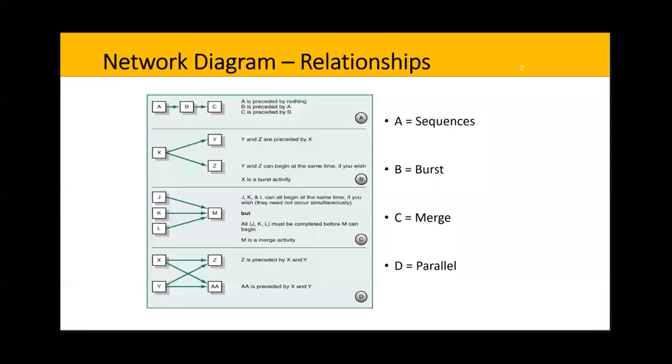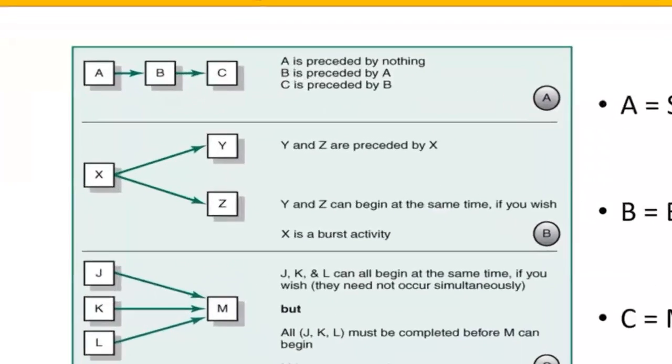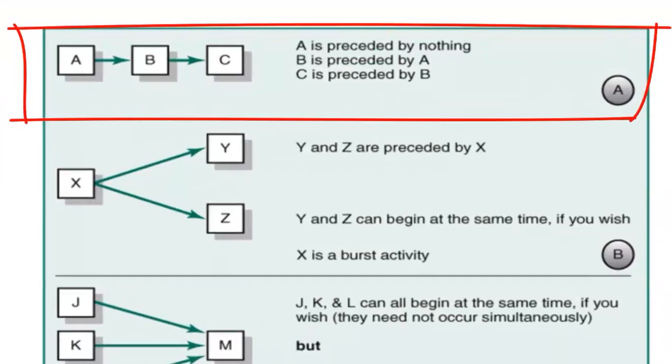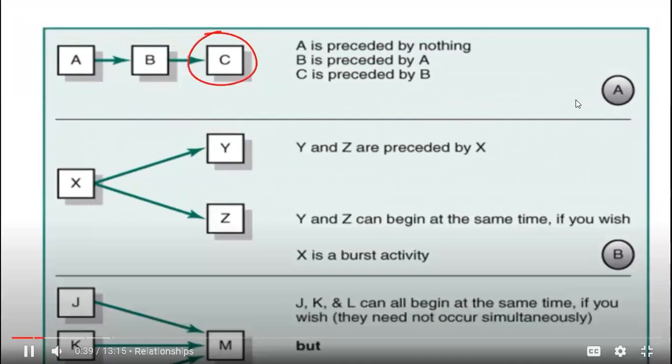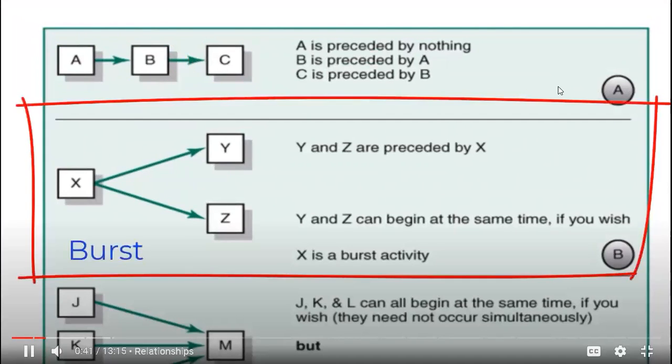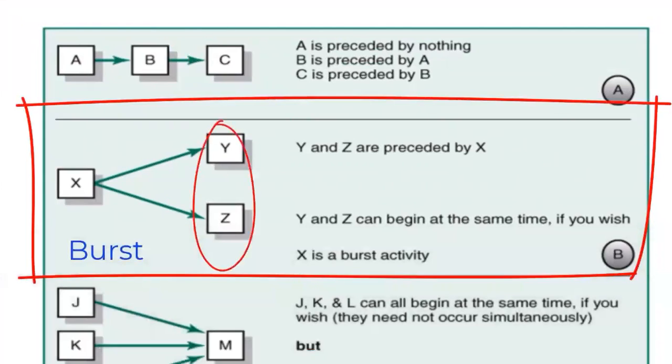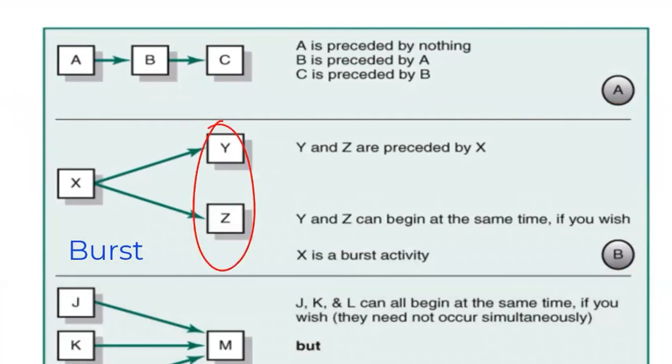Here we can see different types of relationships. A represents sequence tasks. A is preceded by nothing, B is preceded by A, and C is preceded by B. B represents a burst. Y and Z are preceded by X. Y and Z can begin at the same time if you wish, and X is a burst activity with Y.